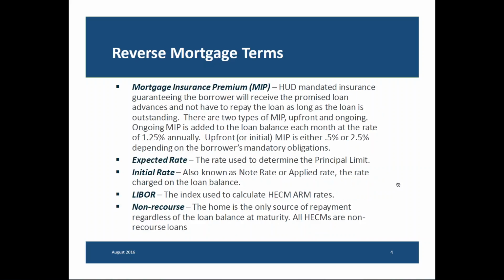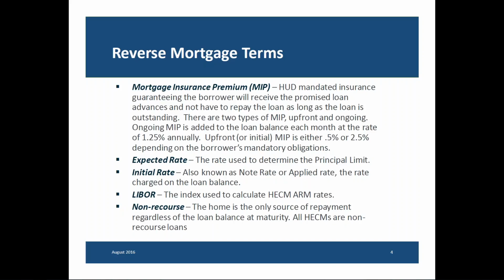Mortgage insurance premium. This is HUD mandated insurance guaranteeing that the borrower will receive the promised loan advances and not have to repay the loan as long as the loan is outstanding. And there are two types of MIP. The first one I'm going to touch upon is upfront or initial MIP, and that's either 0.5% or 2.5% depending on the borrower's mandatory obligations. And I'll show you an example of that in a little while.